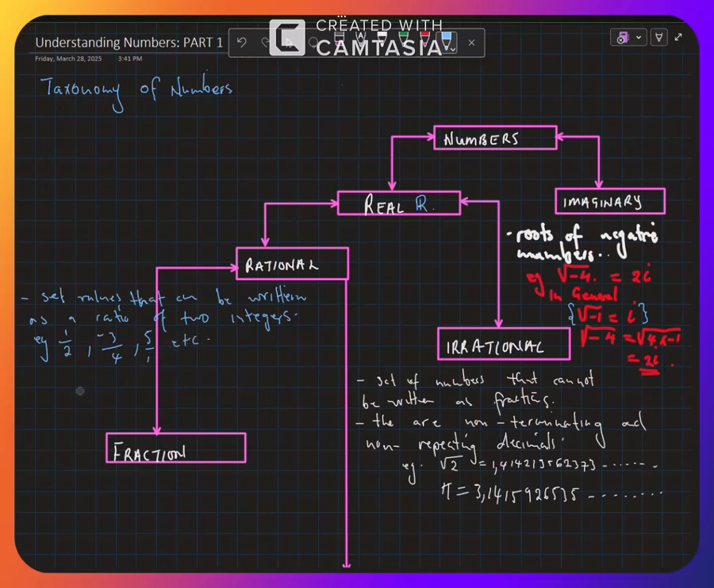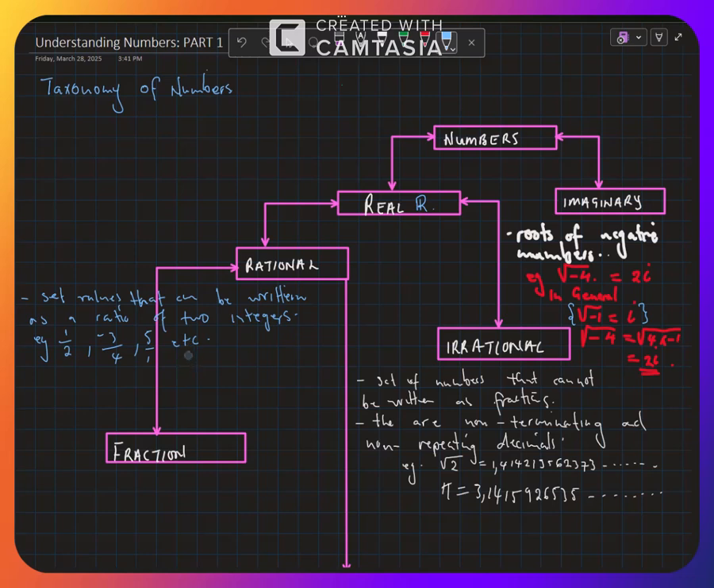We should also mention something here. When we are dealing with rational numbers, the only value that cannot be the denominator is 0. So we can't have a value that has 0 as the denominator. We can't have such a fraction.